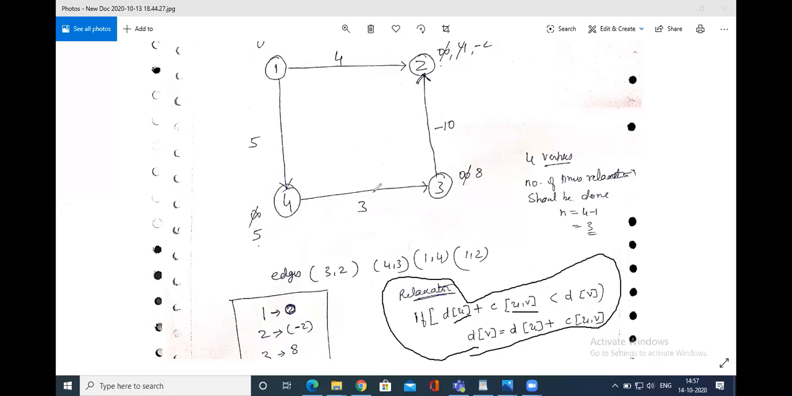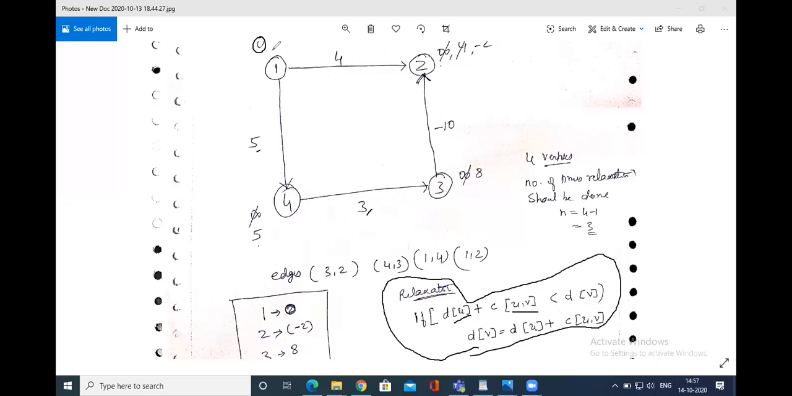And you could see the cost in between these vertices. Between 4 and 3 we have a cost 3. In between 1 and 4 we have a cost 5. If I say 1 to 2, what is the cost between u and v? It is 4. And the cost of this vertex is 0.